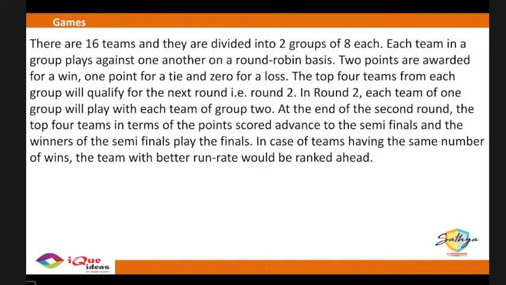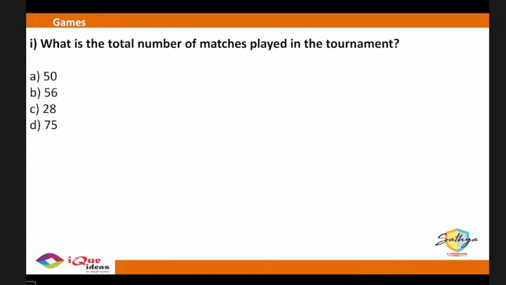Got the basic idea of the rules of this particular thing? Sixteen teams divided into 2 groups. In round 1, each one plays against all the other teams in their group. Then in round 2, each team of one group plays with each team of group 2, the opponents. And at the end of the second round, the top 4 teams go to the semi-finals, and the winners of the semi-finals play the finals. Okay. First question. What is the total number of matches played in the tournament? Top 4 from each group. The rules are here.